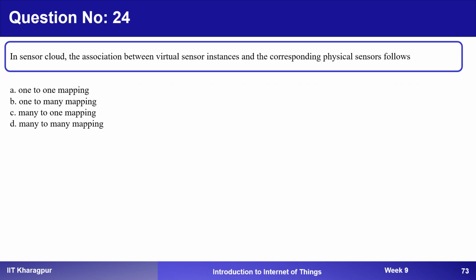The correct option for this is many to many, because in the case of your sensor cloud, one single physical sensor can be taken as multiple virtual sensors. On the other hand, multiple physical sensors can be taken as one virtual sensor. So the mapping is many to many.